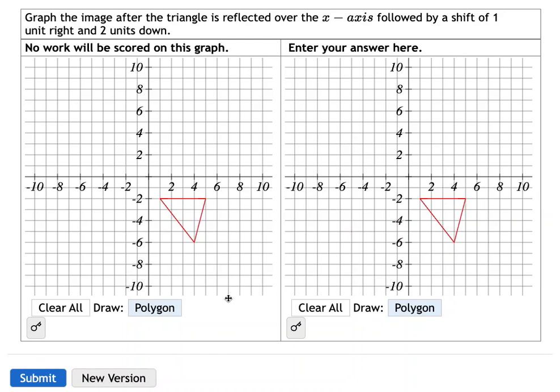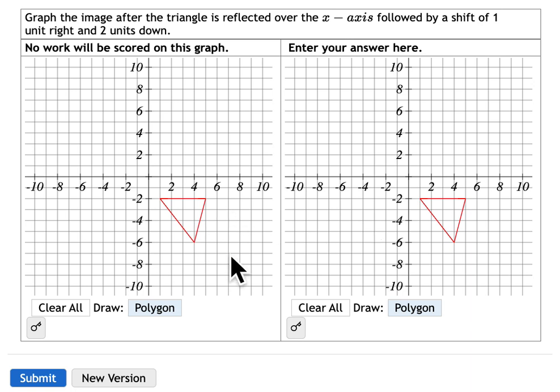Let's look at this example that asks us to graph an image that's reflected and then translated. So this is a composition of transformations because there are multiple transformations involved. Now in this particular problem, we actually have a practice graph over here where we can draw things, and then we'll record our final answer on this second graph. So that makes it kind of nice.